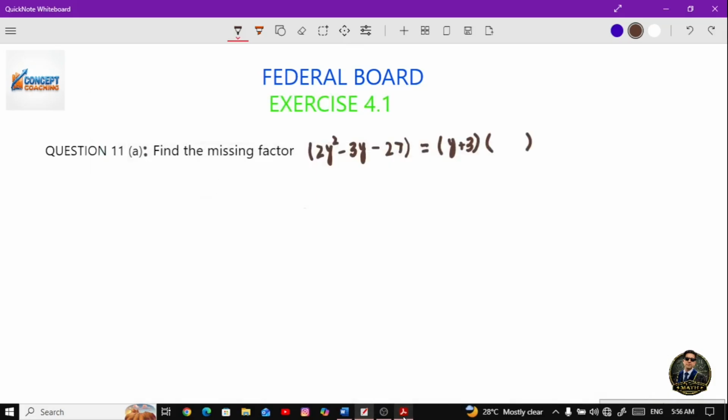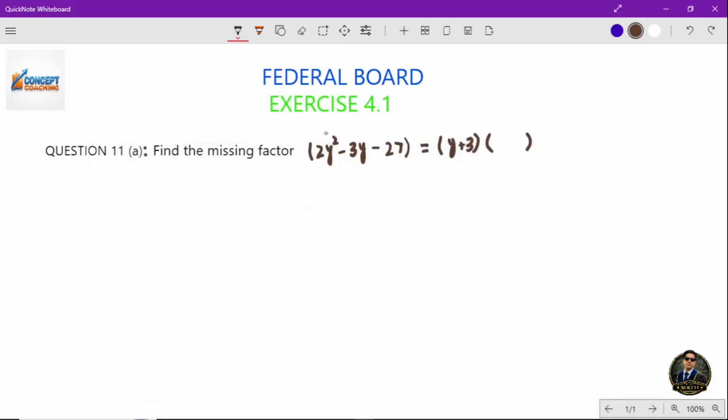So what will you do? You just take this factor. This is the question: 2y square minus 3y minus 27. Now, in fact, this is a question of midterm breaking. So what will you do? Most of the students will commit a mistake.